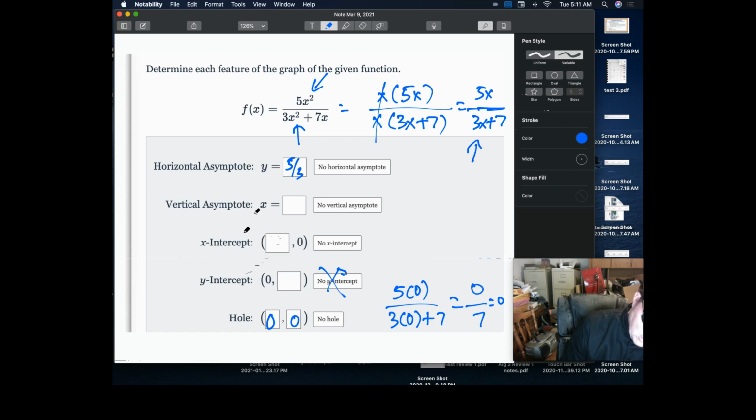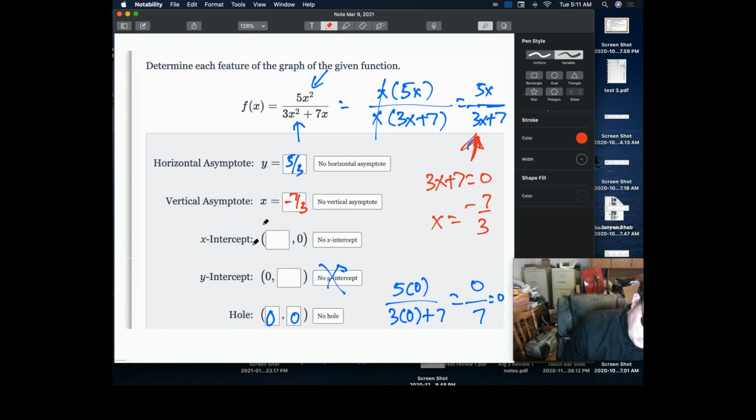The vertical asymptote, I'm going to change the color here, is going to be when this value is equal to 0, so 3x plus 7 equals 0. So negative 7 over 3 is x. Okay, and the x-intercept is when y is 0.